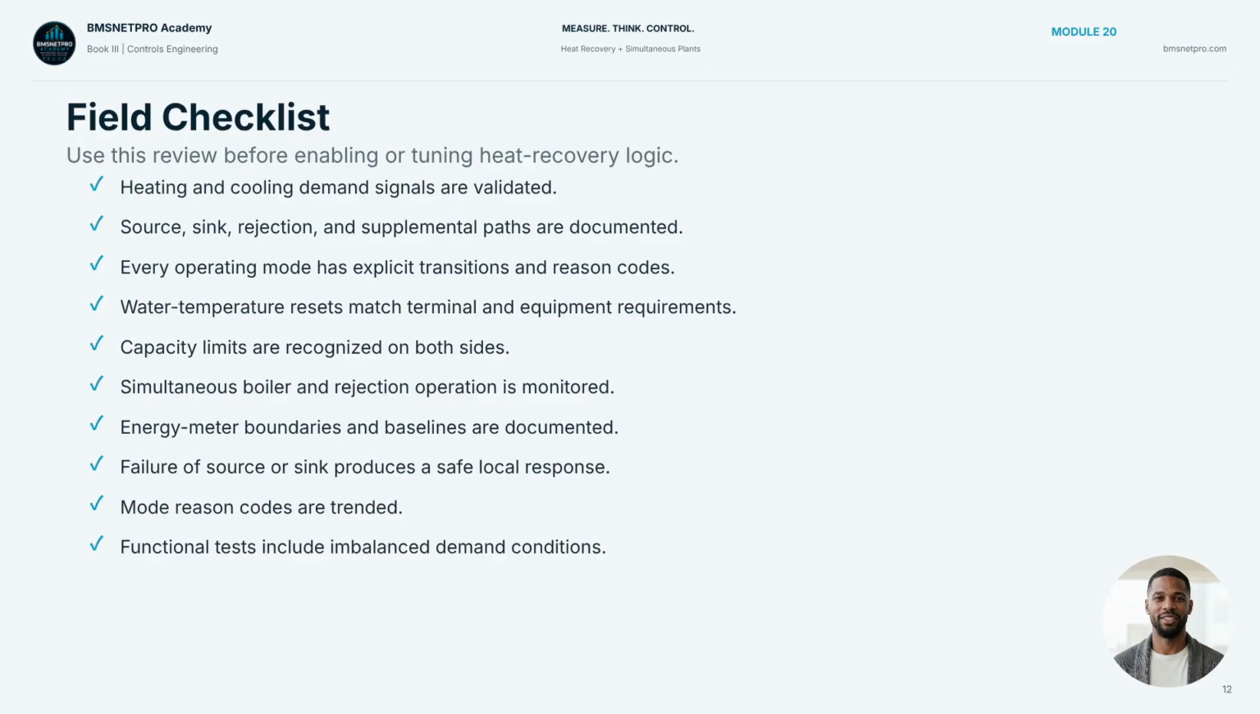Use this field checklist before enabling or tuning heat recovery logic. Validate heating and cooling demand signals. Document source, sink, rejection, and supplemental paths. Define every operating mode and transition. Coordinate water temperature resets with terminal and equipment requirements. Recognize capacity limits on both sides. Monitor simultaneous boiler and rejection operation. Document energy meter boundaries. Make sure source or sink failure produces a safe local response, and test imbalanced demand conditions.